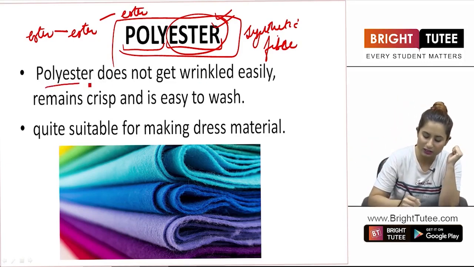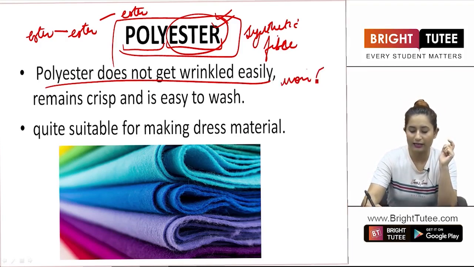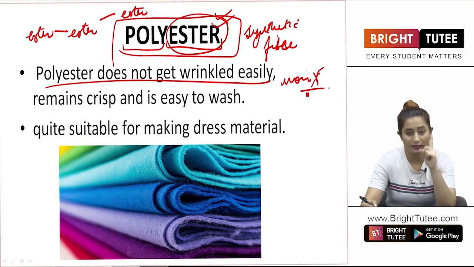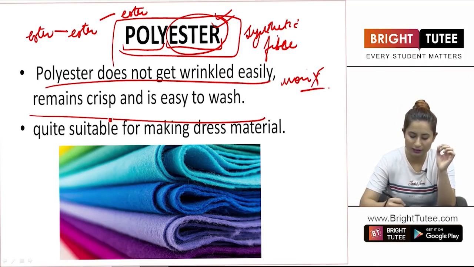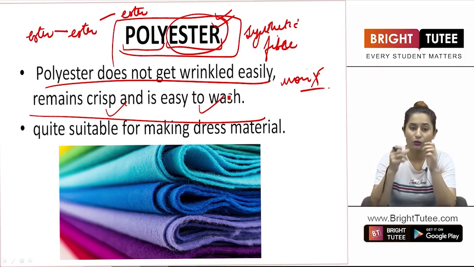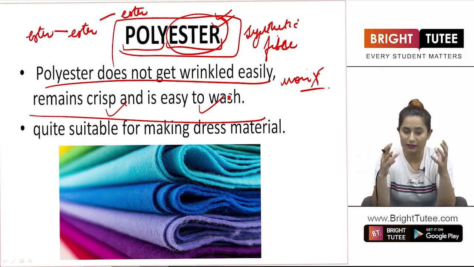Now, polyester does not get wrinkled easily. Basically, we do not have to iron it again and again. This is one advantage. It remains crisp and is easy to wash. So, it does not require so much washing. It remains fresh. This is an advantage of polyester.